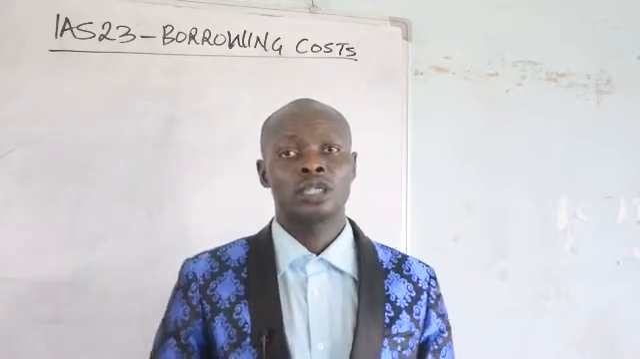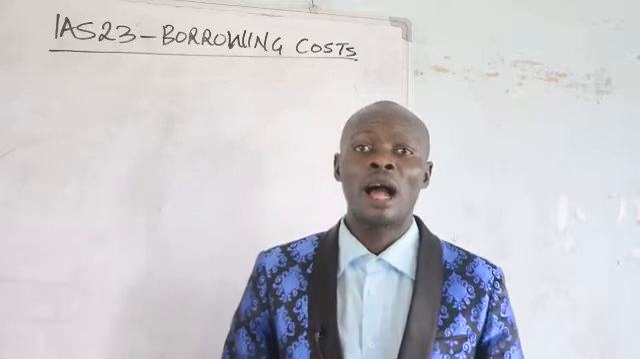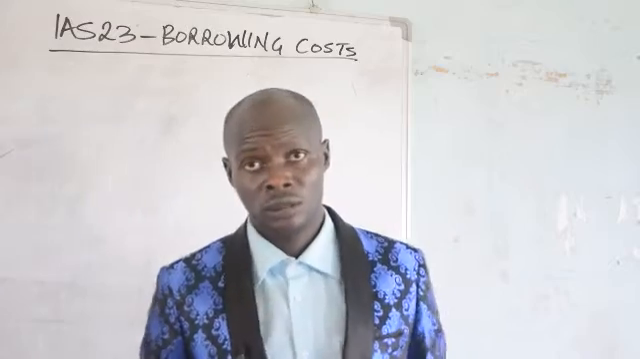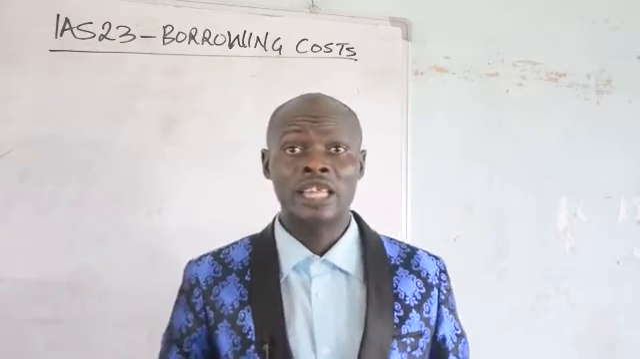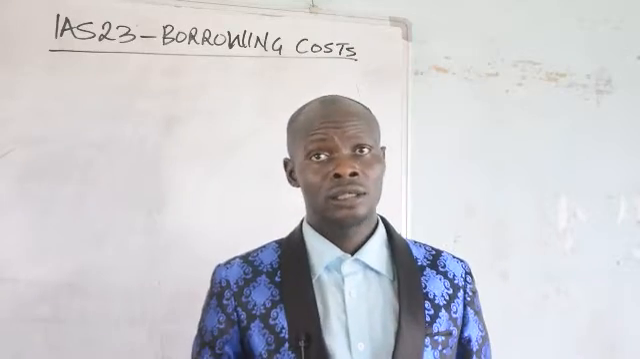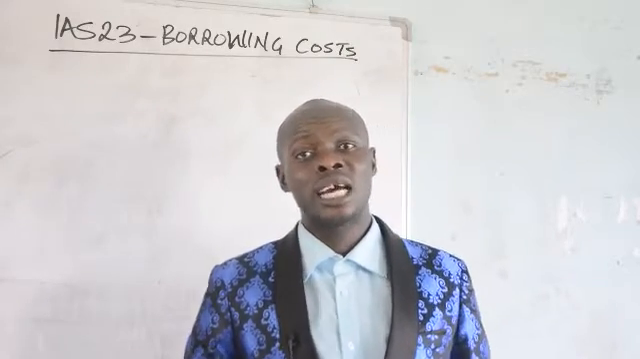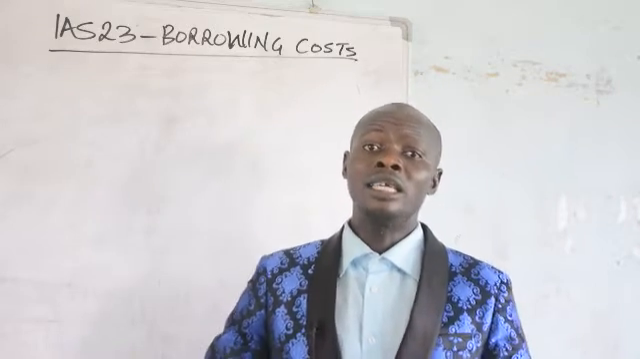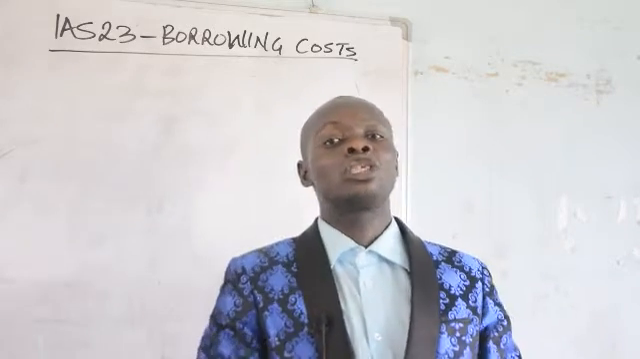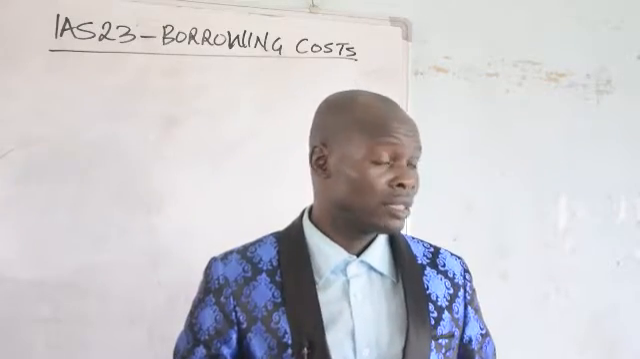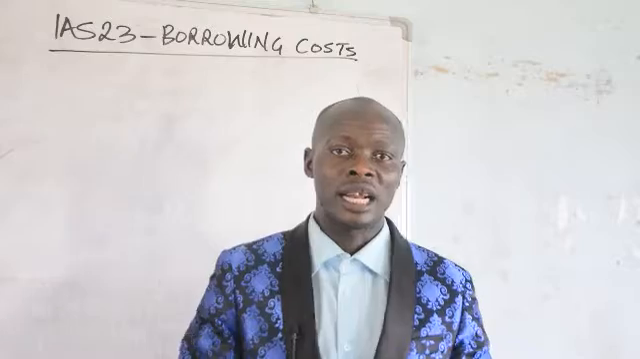That is borrowing costs. Before the transition to IFRS, we used to expense all borrowing costs. That is all interest. We used to charge them as expenses. But IAS 23 said that it's not all interest that should be charged as an expense in the statement of profit or loss. There are interests that relate to the acquisition, construction, or production of qualifying assets. Those interests should be capitalized.